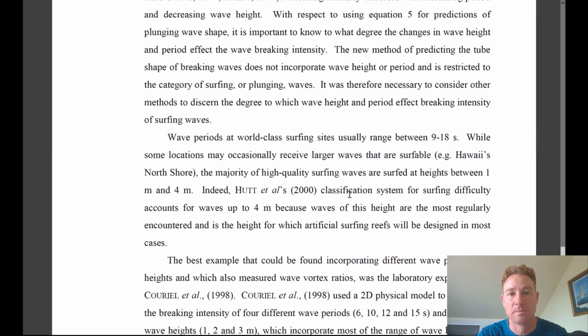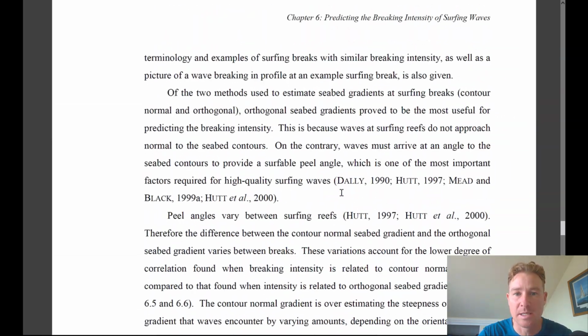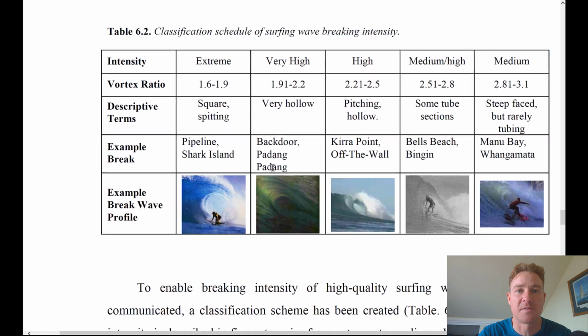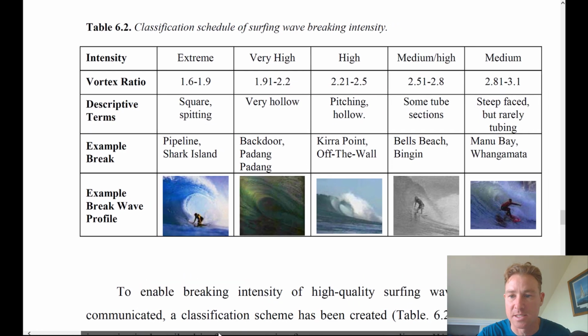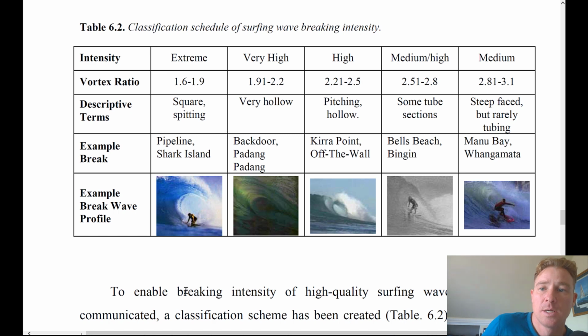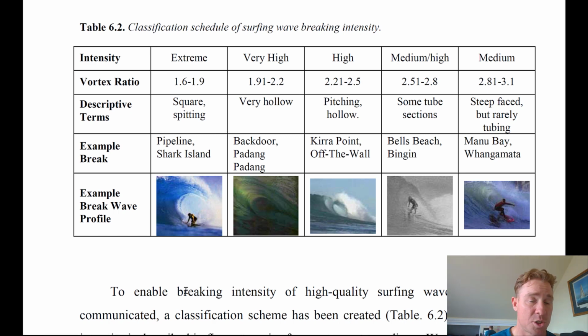And then they came up with this thing right here. This is the classification of wave breaker intensities, and they just gave us a couple examples. So we'll start with the most extreme intensity. The vortex ratio is between 1.6 and 1.9. So remember, the descriptive terms are square or spitting. Examples are Pipeline, Shark Island, and they gave a nice little picture, and you can actually see how round the barrel is. So when the barrel is more round, then that's an extreme intensity.